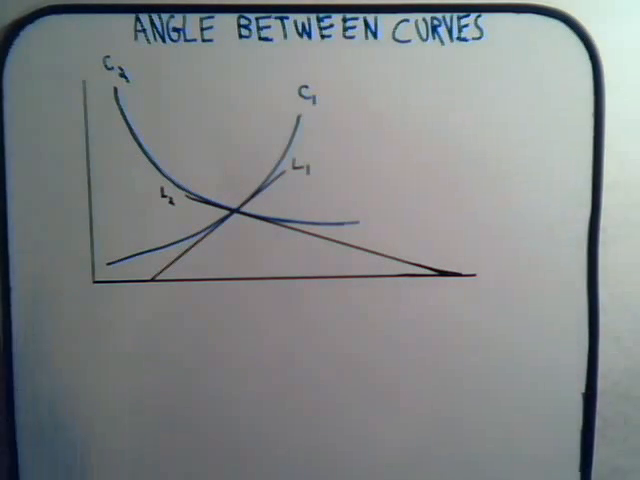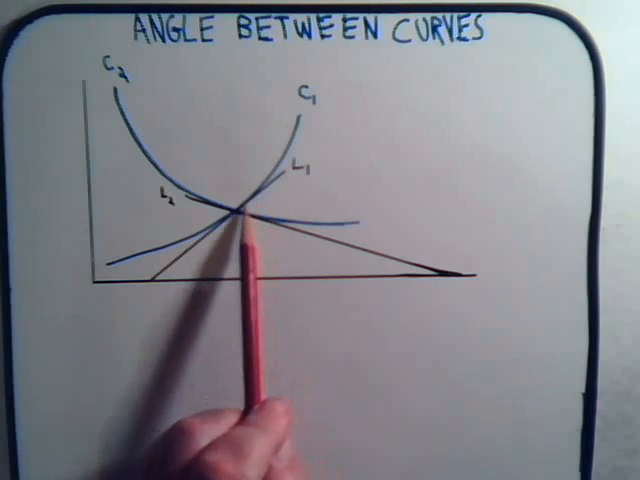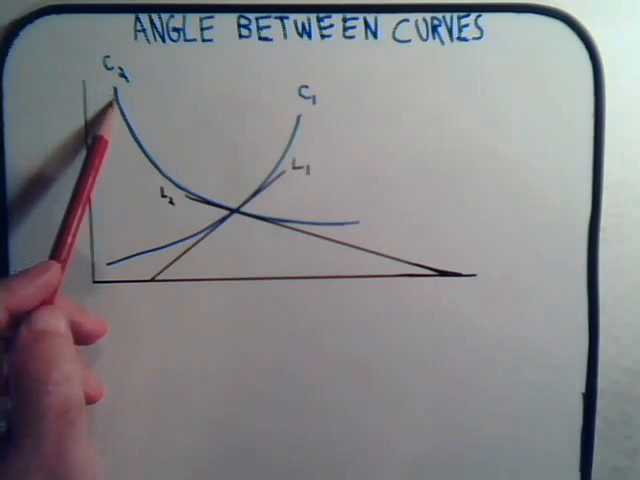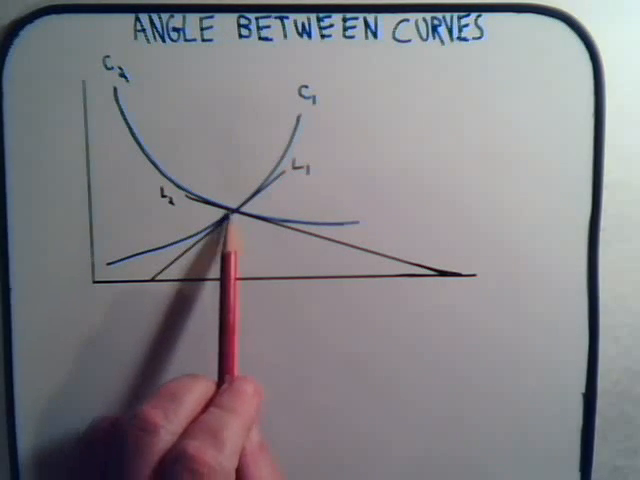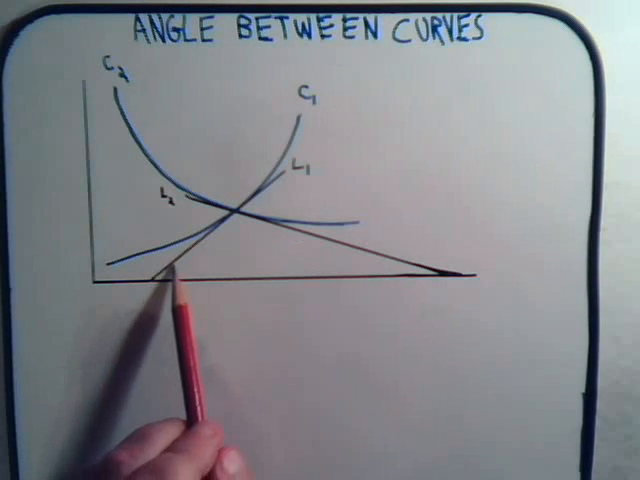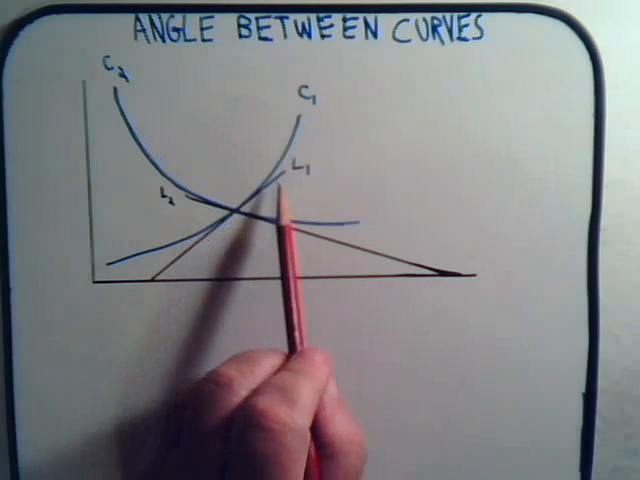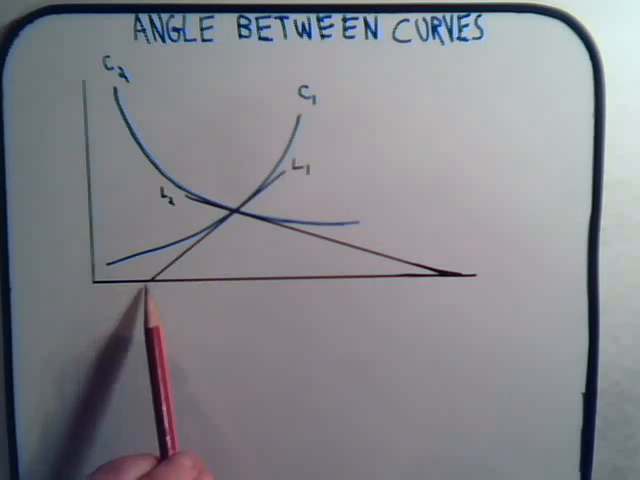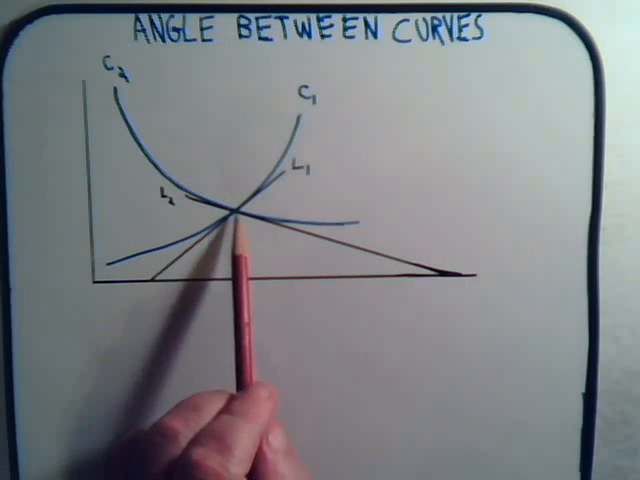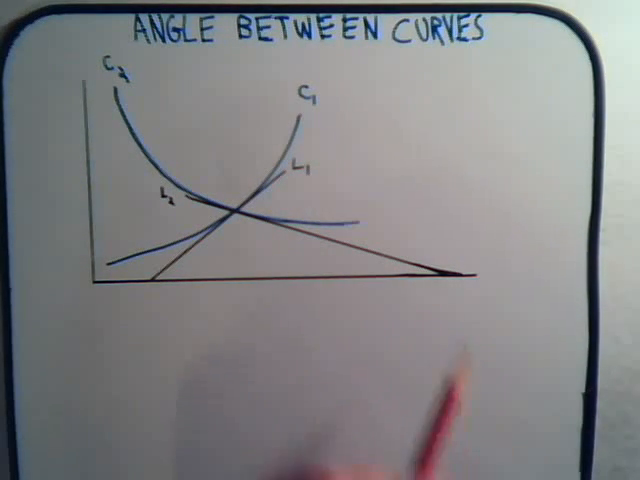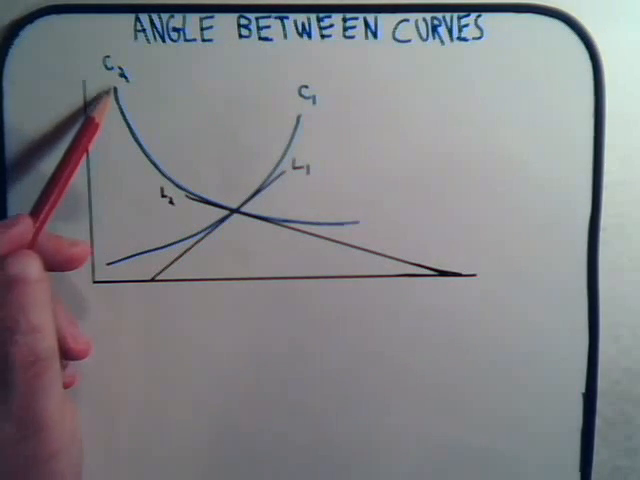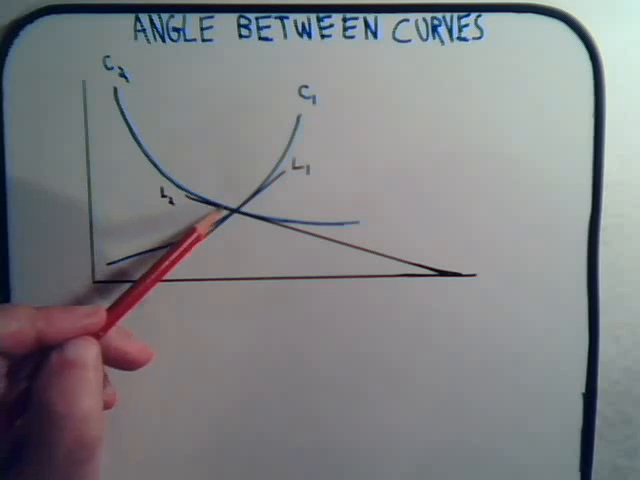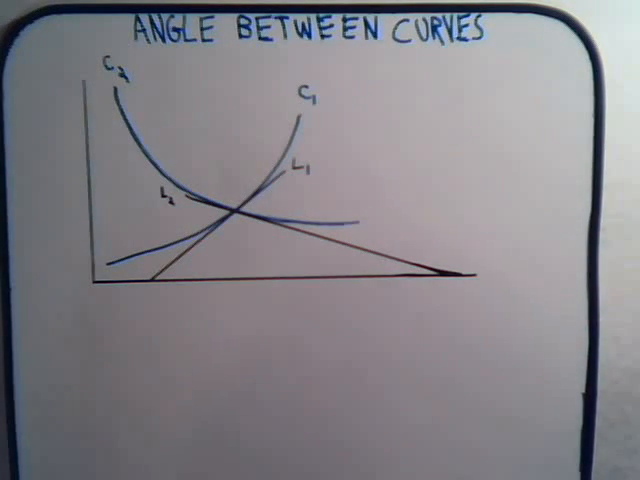And here we have this curve here we labeled as C1, and here we have this curve that we labeled as C2. And at the point of intersection for curve C1, we drew this tangent line here, L1, so the slope of this line is equal to the slope of the curve at that point of intersection. And likewise, we've done the same thing with L2. That's equal to the slope of this curve here at the intersecting point.